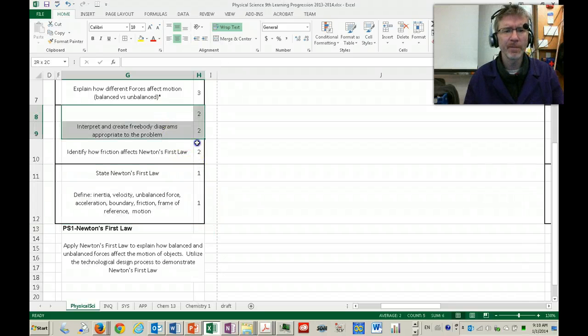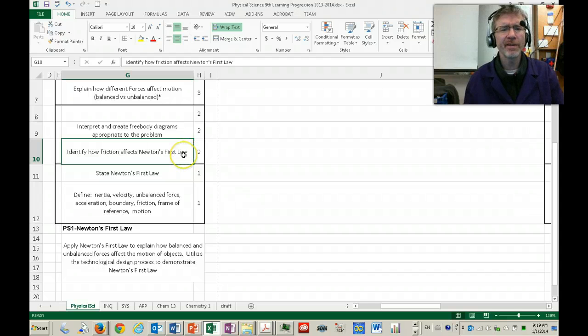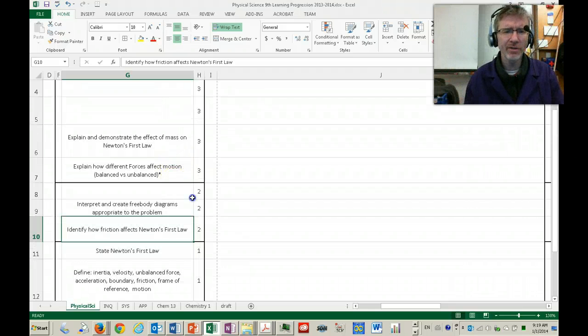Level 2, free body diagrams. What's a free body diagram? It's like a cartoon or a simplification of a system. You draw a box, you draw some arrows coming from it. That's a free body diagram. It's a simplification. And then identify how friction affects Newton's first law. Friction tends to slow you down. Friction tends to take energy out of a system. Okay, that's all for level 2.